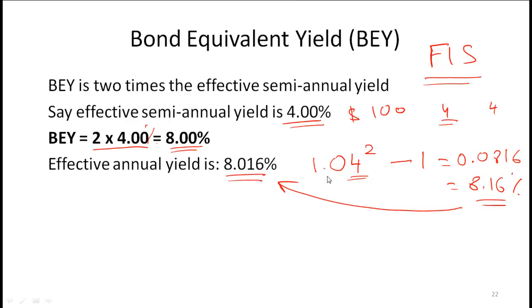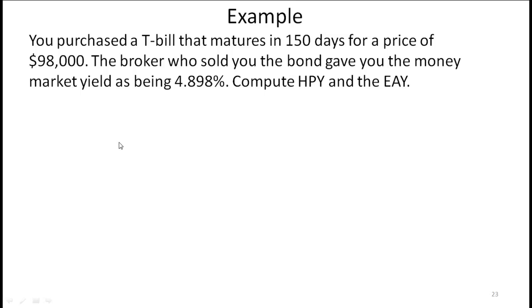So this is the distinction between bond equivalent yield versus effective annual yield. The simple thing to remember is for bond equivalent yield, simply get the 6-month yield and multiply it by 2. That gives you the bond equivalent yield. Let's do a couple of examples and then we'll wrap up this reading.